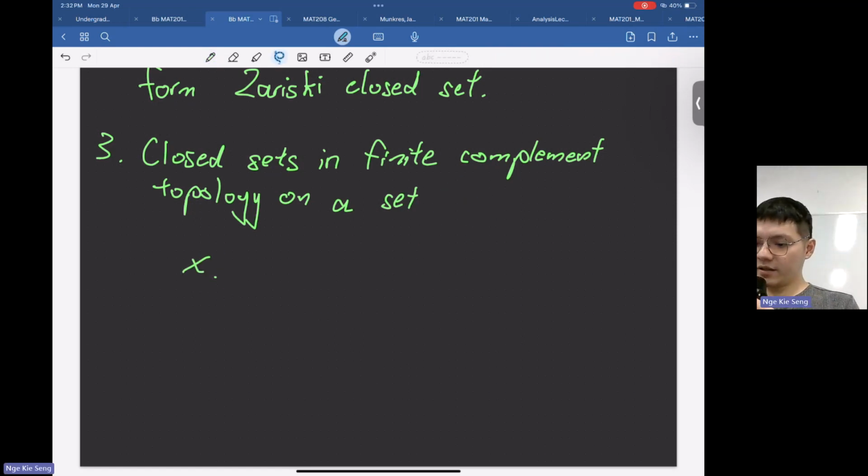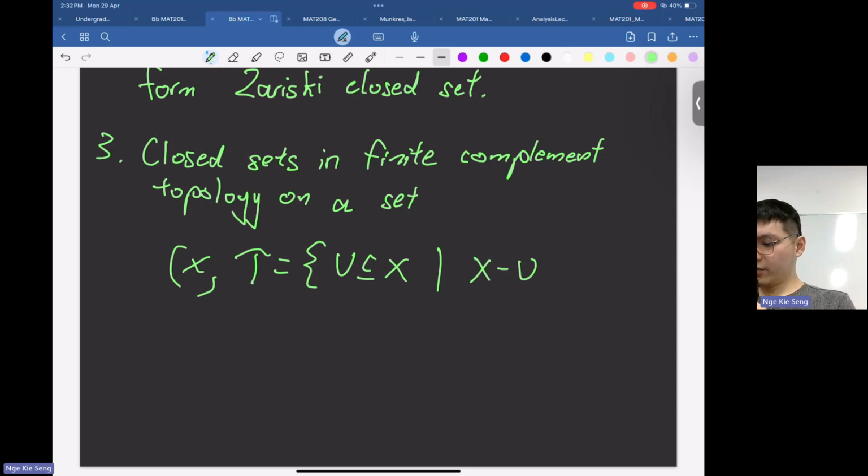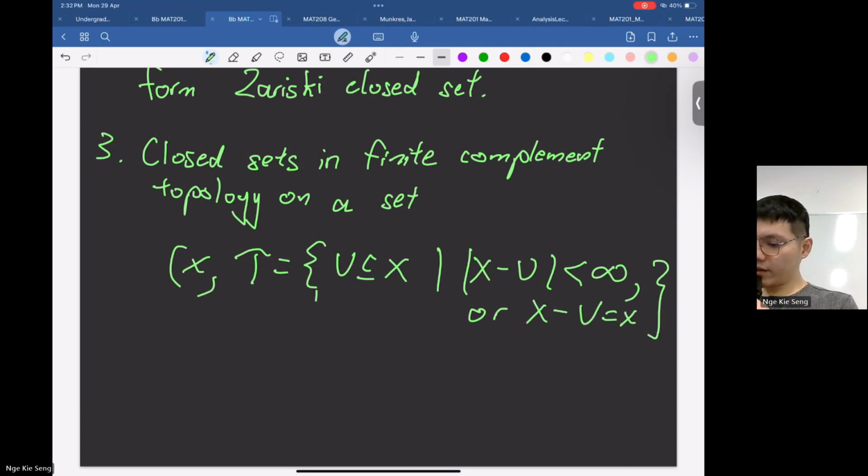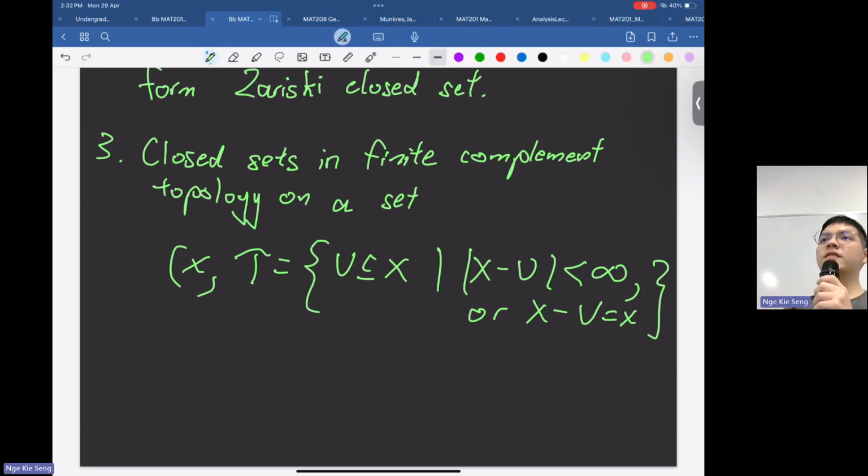Let me write it down then. So what's this topology here? It's all the subsets U of X such that X minus U is finite, or U is empty, where X minus U equals X. Okay, so what sets are closed here? When you ask what sets are closed in this topology, it means what? The complement is in the set.